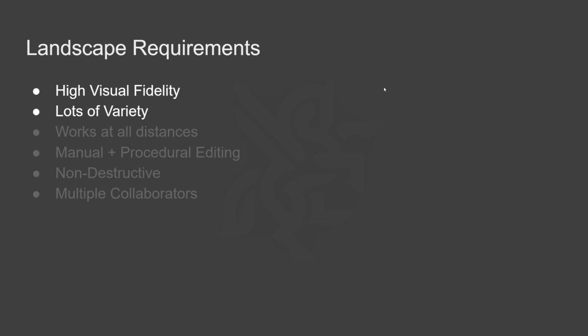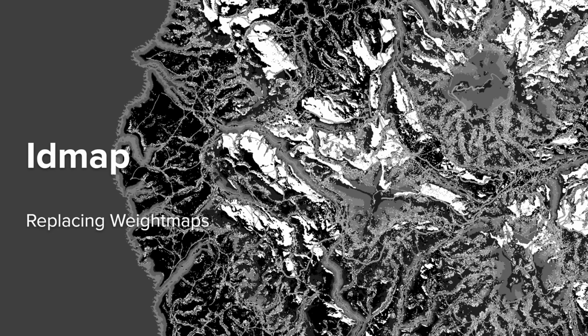In addition, to really push that level of visual fidelity and variety a bit further, I'm going to talk to you a little bit about the workflow that we used to add the tiling details, the tiling materials, to our terrain. And the way that we did this was through the use of an ID map, which we used instead of weight maps.